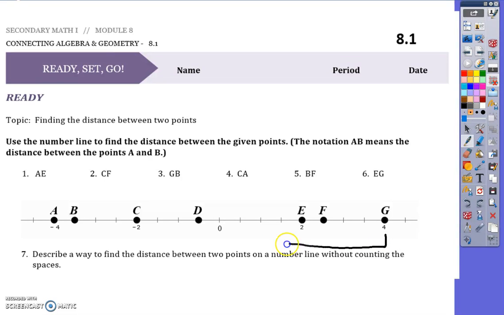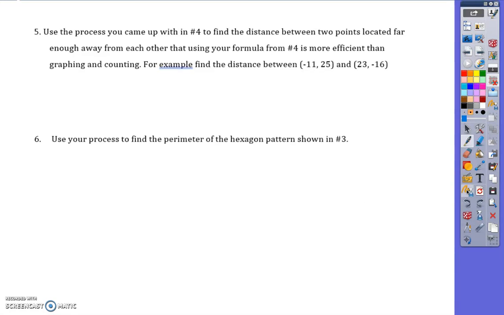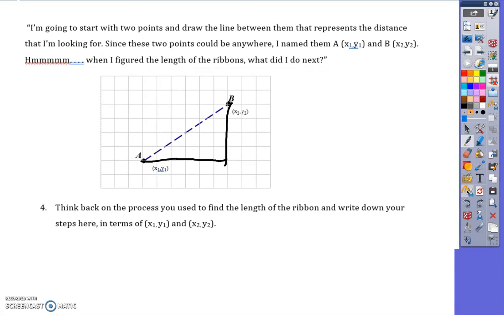What we figured out specifically from the ready is that we could subtract the one on the left from the one on the right, the one on the right minus the one on the left, to figure out, hey, 4 minus -2 is 6, and that's how long that side is. So we did that with the warm-up yesterday. So here's our question: how do we do this, and can we write down some ways to do this?